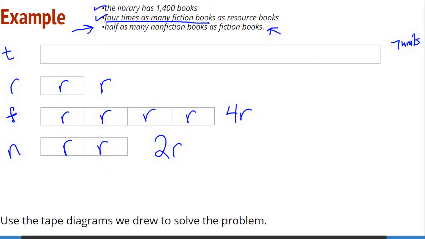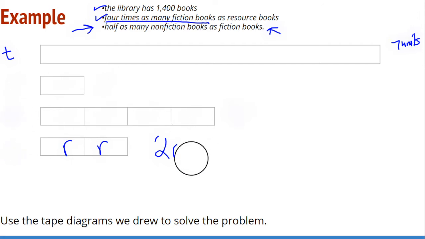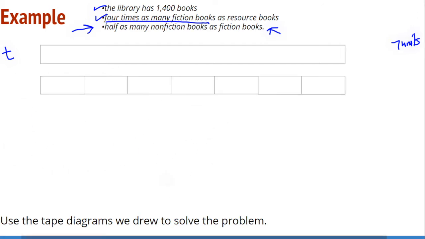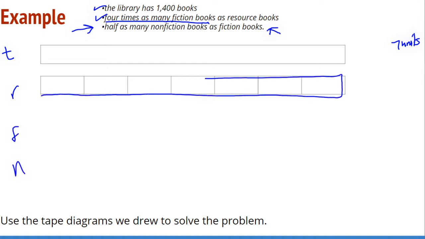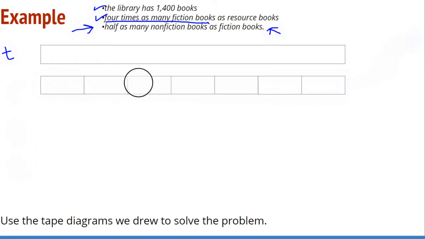So now we're going to use our tape diagrams to help us solve the problem. And I'm going to erase some of what I've got on here, and our tape diagram is going to change a little bit. What I've done on this slide is I've taken all of our 7 units, our resource books, our fiction books, our nonfiction books, and I've combined them together to make a total, which I kind of hinted at over in the corner here when I said the total was going to be equal to 7 units. Now each one of those units is an R.